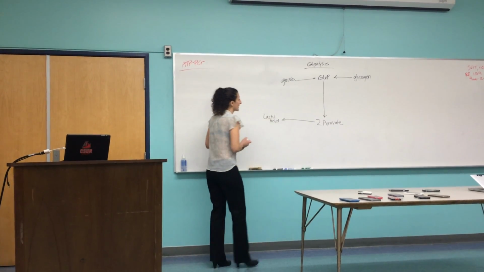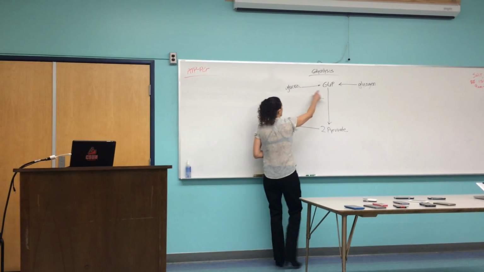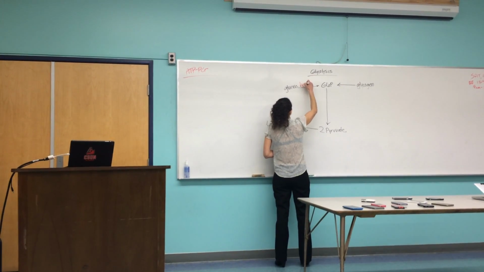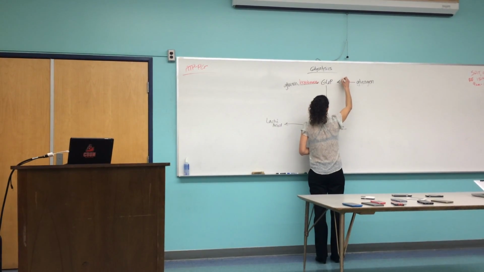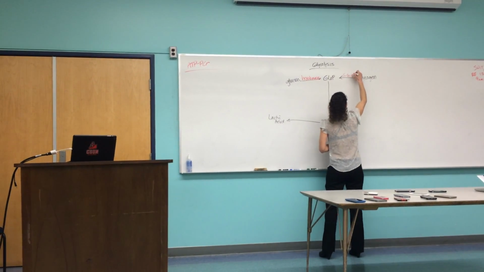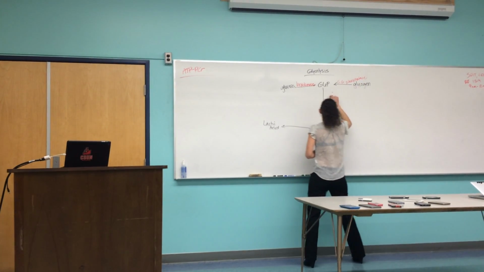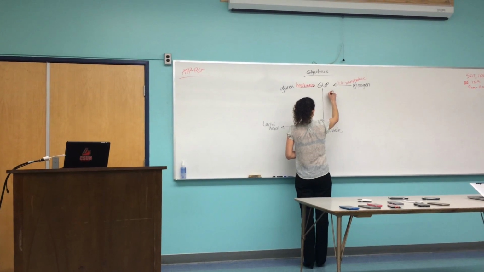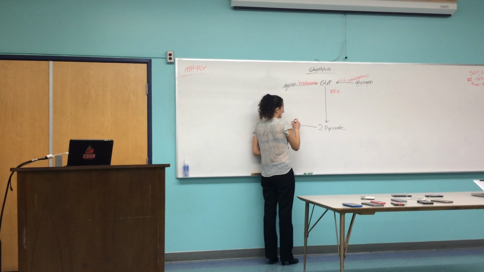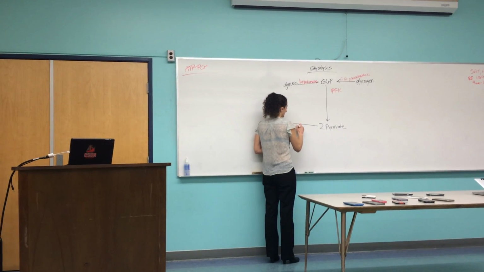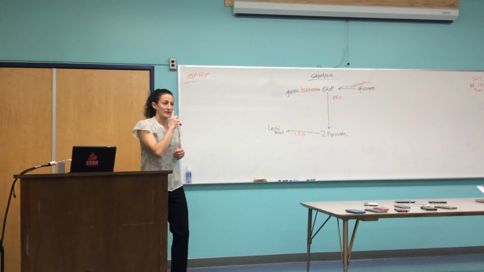Okay, so that's the process of glycolysis, and then we added the enzymes. What was the enzyme here? Hexokinase. What's the enzyme here? Glucose 6-phosphatase. What's the enzyme here? Phosphofructokinase. What's the enzyme here? Lactate dehydrogenase. Okay, this is as far as we got, right?